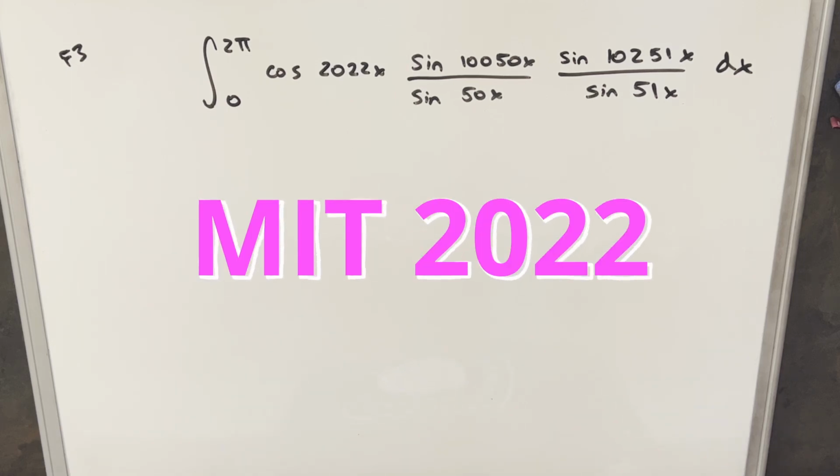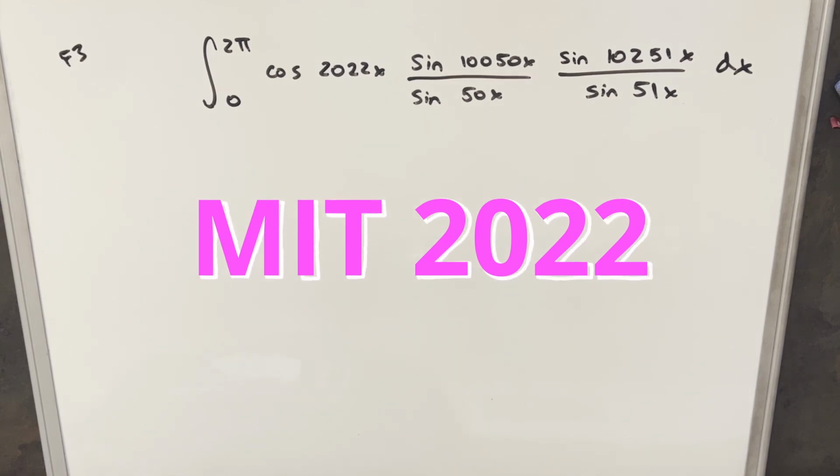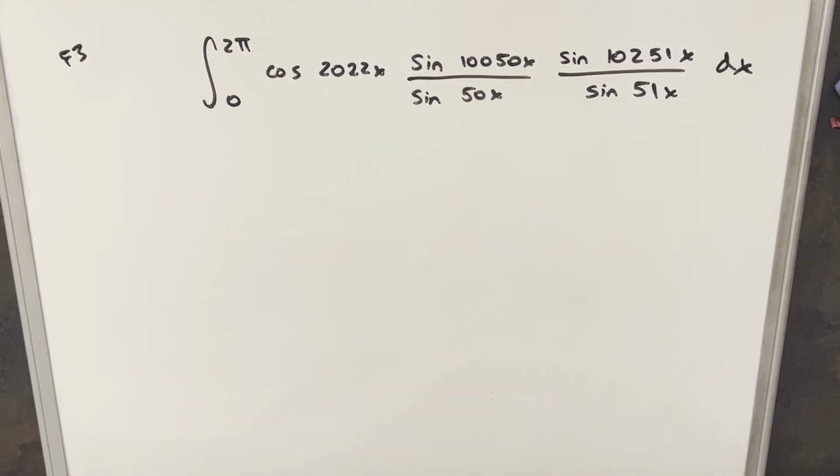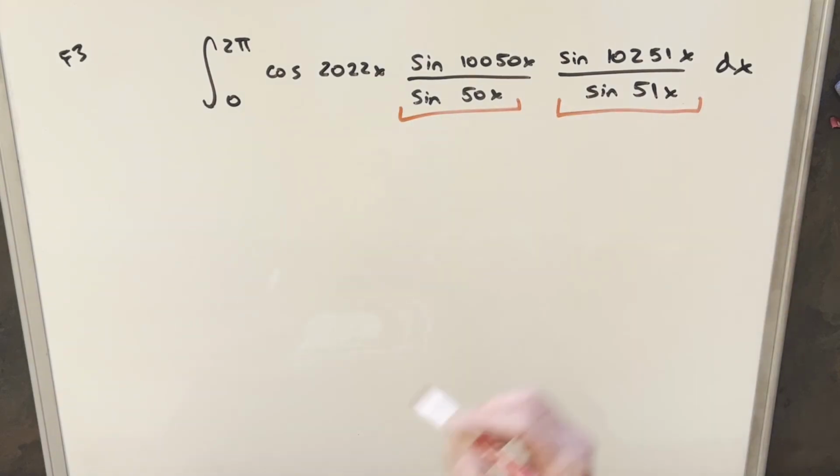Hey, we have here today another integral on the board. This one's from the MIT Integration Bee 2022 finals, problem number 3. We have the integral from 0 to 2 pi of this whole big expression with a bunch of sines and cosines in it. To start with, the first thing I noticed really was these two sine expressions over here.